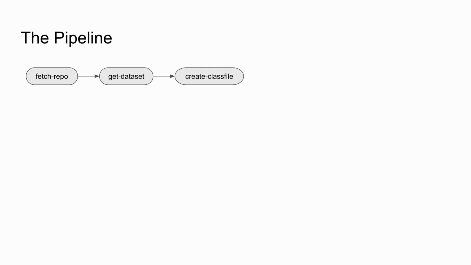Let's review what's in the pipeline. Fetch repo pulls our Git repo code into the pipeline workspace. Get dataset pulls our zip file into the workspace and unzips it. Create class file picks up the classes.txt file and converts it to a YAML file that can be consumed by YOLO. If the image size flag is set, the images will be resized to the maximum width. This module can be used in the future for other image preprocessing that helps improve accuracy.